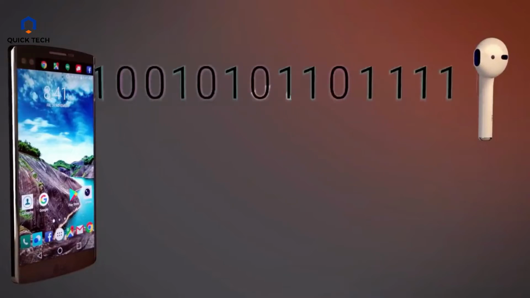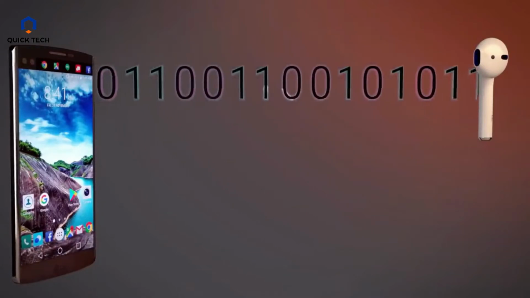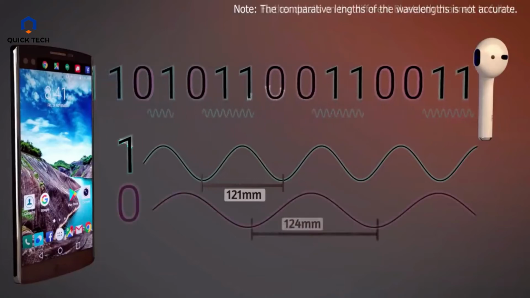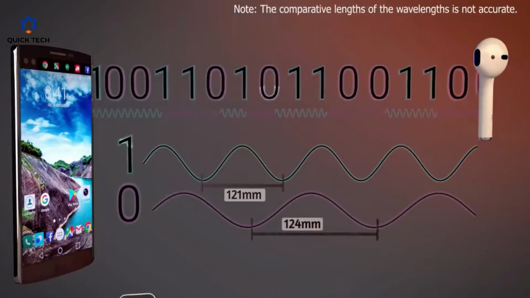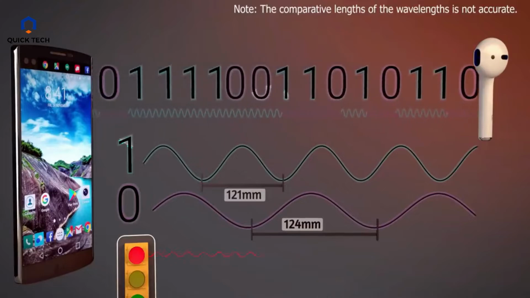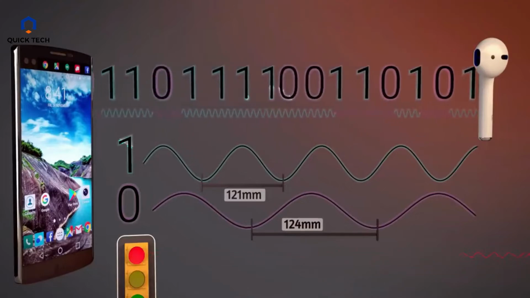When your smartphone sends a long string of binary ones and zeros to your earbuds, it communicates these ones and zeros by designating a wavelength of 121 millimeters as a 1 and a wavelength of 124 millimeters as a 0, similar to the 540 nanometer green and the 700 nanometer red colors of the traffic light.